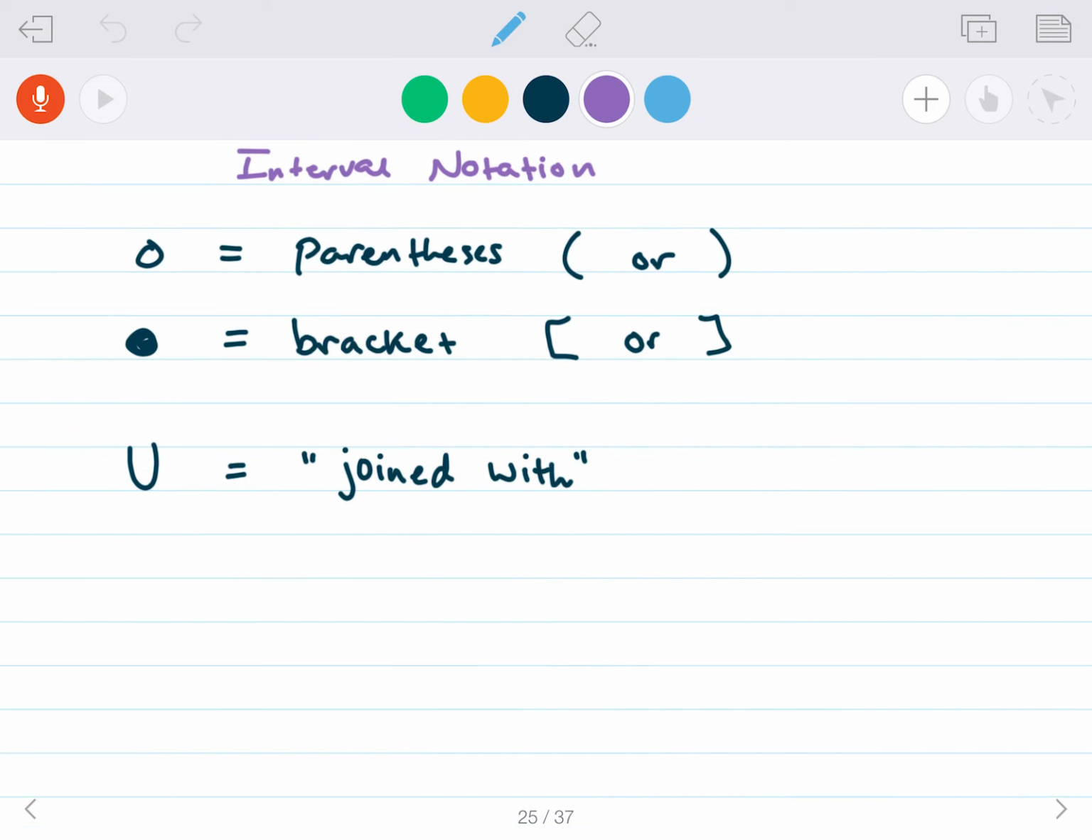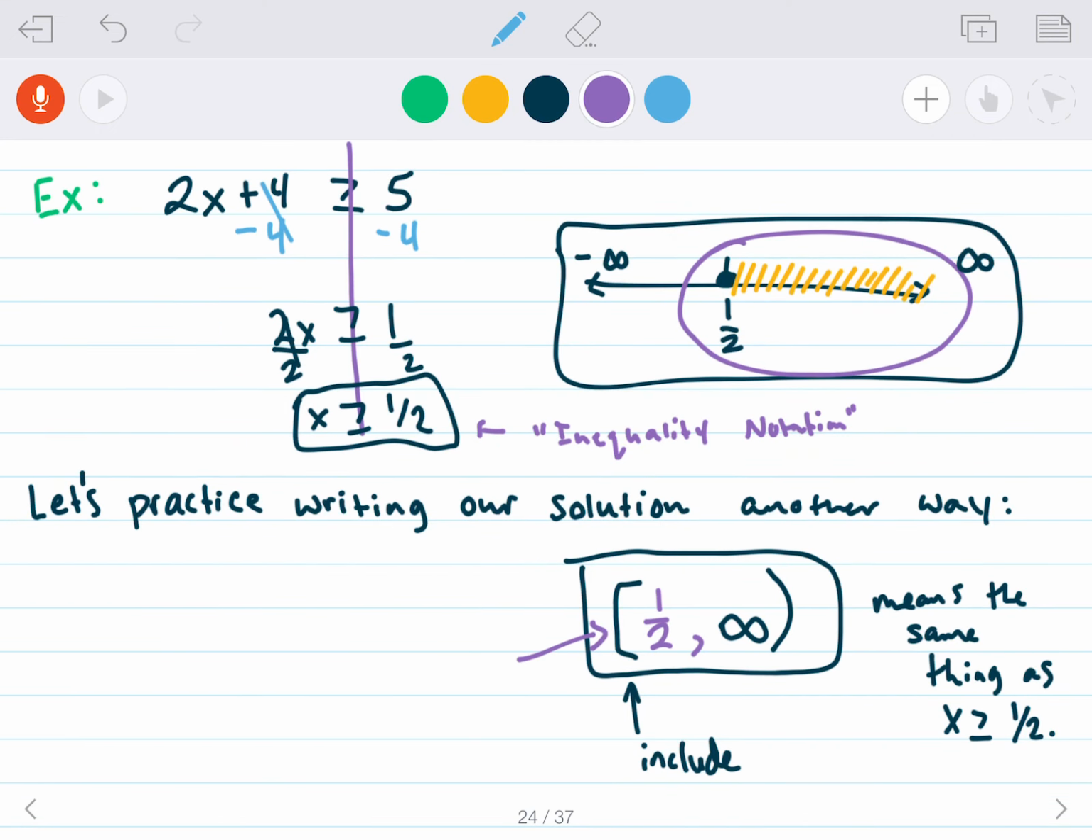Now, here's some quick notes on notation. So when we have an open dot, we use parentheses. That means not included. We're not including whatever we're putting parentheses on in our set. Now, the closed dot gets a bracket. That means we're including it. Just like here, we included 1/2 in our set.